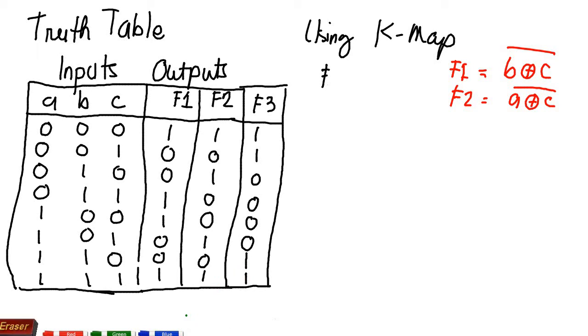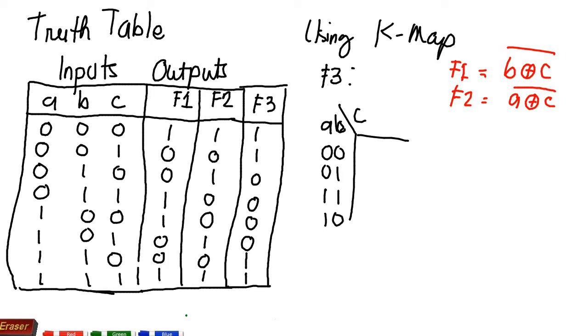So F3, the equation of your F3. Again, we're going to have a K-map table here. C, and then you have 0, 0, 0, 1, 1, 1, 1, 0. Then 0, and then you have 1.